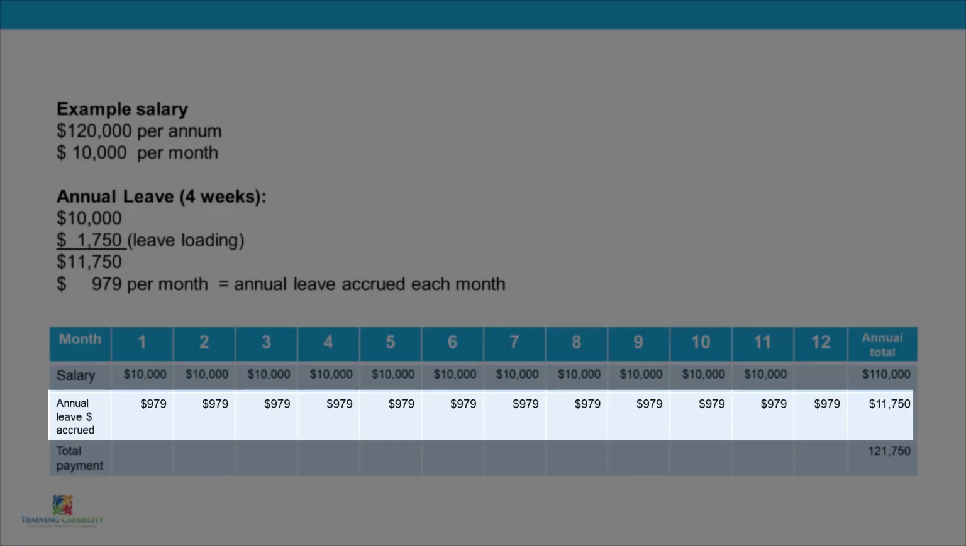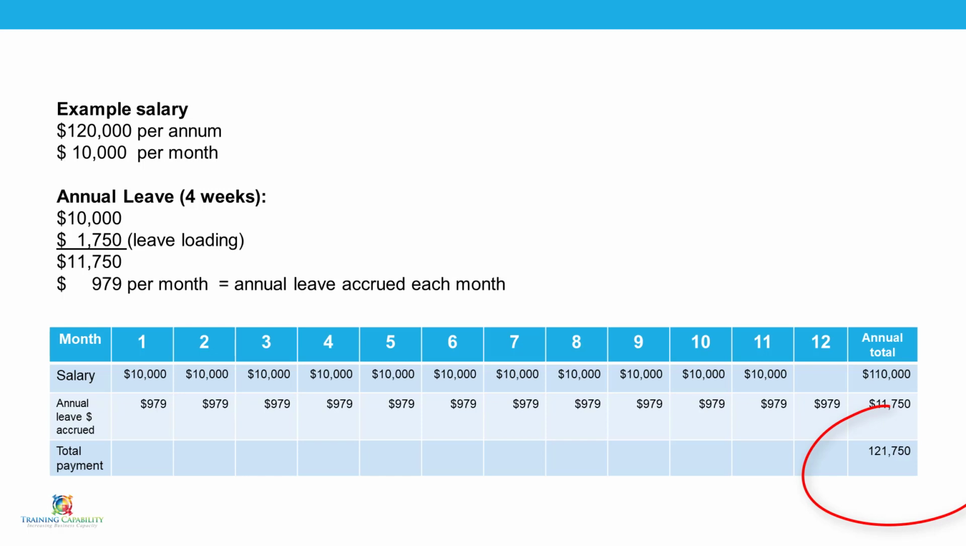$1,750. The total amount owing to the employee for annual leave is $11,750. The total salary and leave expense for the employee for the year is $121,750. In the example used here, your employee is at work for the first 11 months of the financial year. The expense to your cost centre is $10,000 per month.